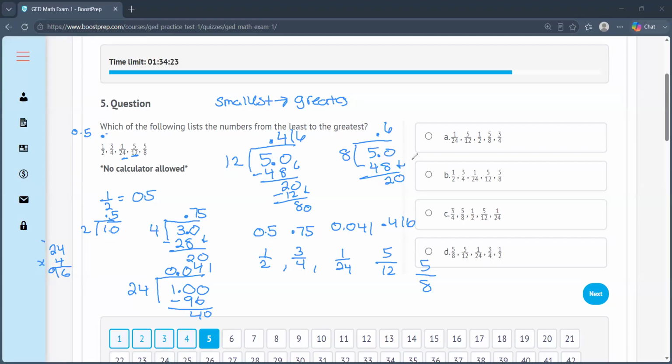How many times does 8 go into 20? Twice. 20 minus 16 is 4. Bring down the 0. How many times does 8 go into 40? 5. So it'd be 0.625.